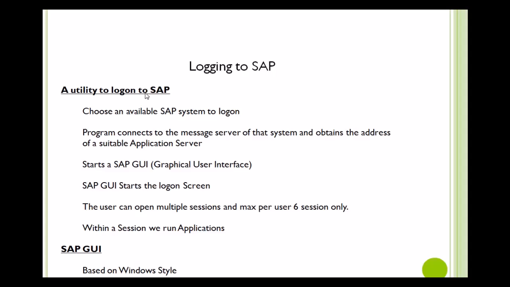Utility to log on to SAP. In a presentation system, you can directly log in with SAP GUI. GUI stands for Graphical User Interface. Choose an available SAP system to log on to in your logon pad. So where exactly you're going to work. And the moment you connect to the SAP system and log on, the program connects to the message server. Through the message server, the system obtains the address of the application server, and it is connected. And SAP GUI starts, and the logon screen pad is available.